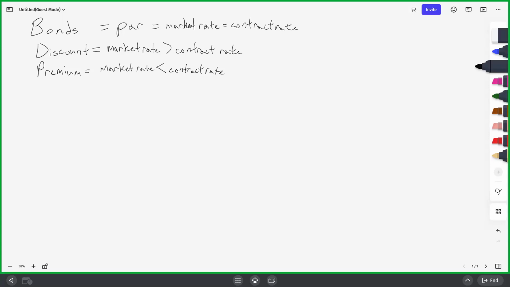So this is very important to know for the test, because you do need to know how to classify whether a bond is at par, discount, or premium for both the Yeager and Blockers tests. So knowing how to figure out one from another is very good to know.